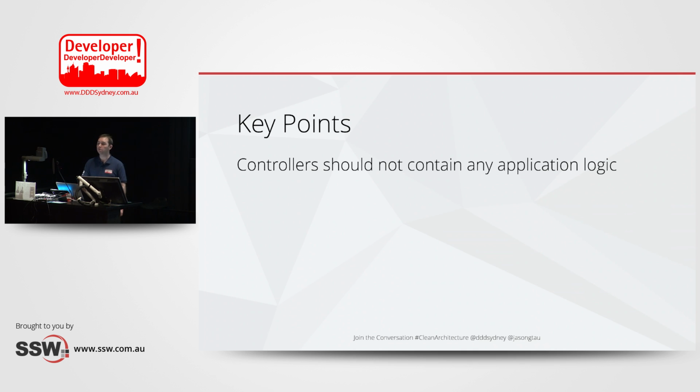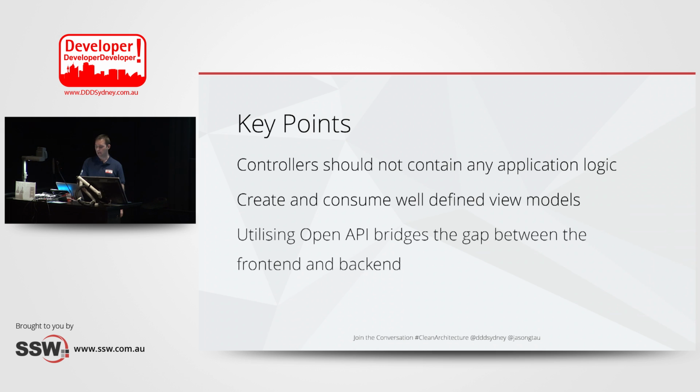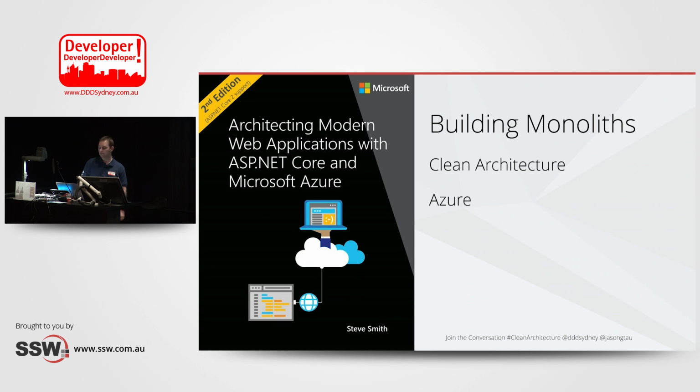So key points. Controllers should not contain any application logic. Create and consume well-defined view models. And utilizing OpenAPI bridges the gap between the front end and the back end. I just have some resources for you guys. So the first one is building monoliths. Good news is that there's a link at the end, and it contains a link to the slides and the code, and it includes links to all of these resources. So you don't have to take a photo just yet if you want to.